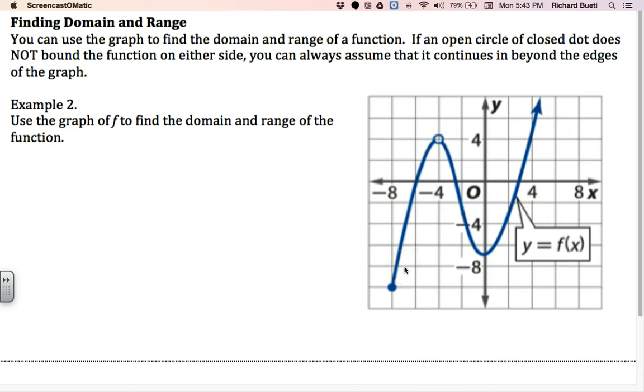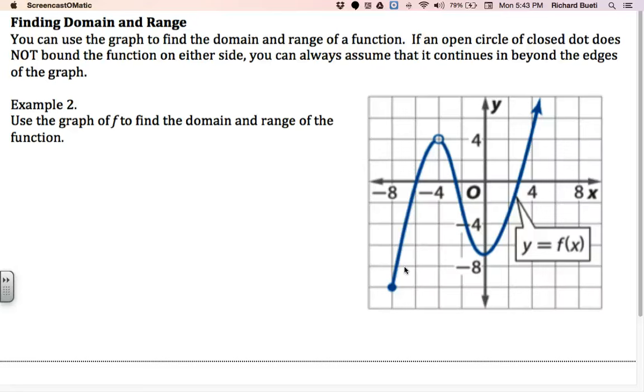So you can use the graph to find the domain and range of a function. If an open circle or a closed dot does not bound the function on either side, you can always assume that it continues beyond the edges of the graph. So for example, let's find the domain and range of this function.